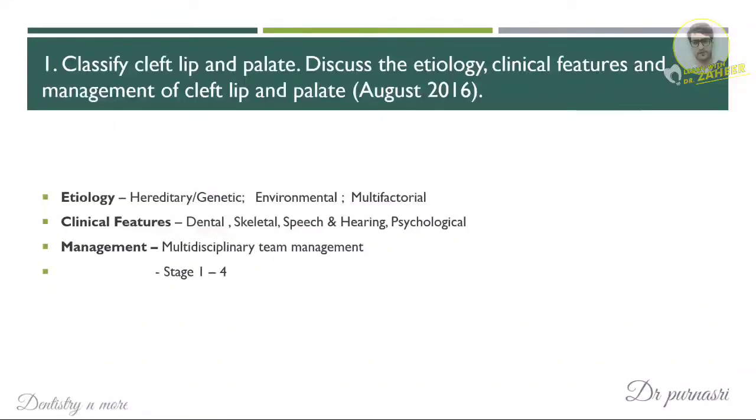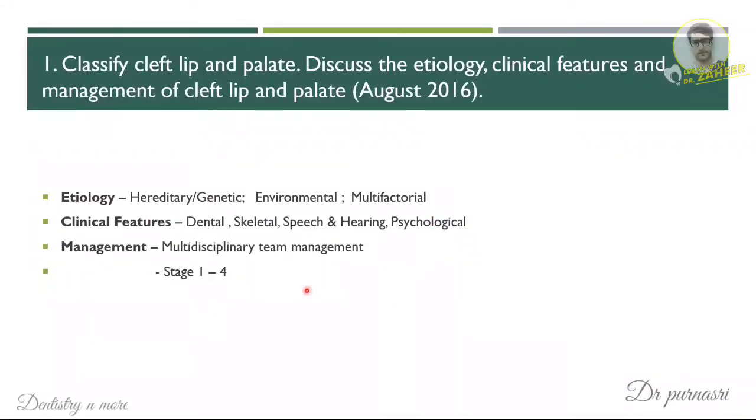Another question that has been asked is classify cleft lip and palate, which we have discussed in the previous question, then discuss the etiology, clinical features and management of cleft lip and palate. When asked to classify cleft lip and palate as part of a question, you can write any 2 classifications that you know well. Then discuss the etiology. Etiology can be hereditary or genetic, environmental or multifactorial, and you have to explain under these headings. Then the clinical features you have to explain under the headings of dental, skeletal, speech and hearing, and psychological features.